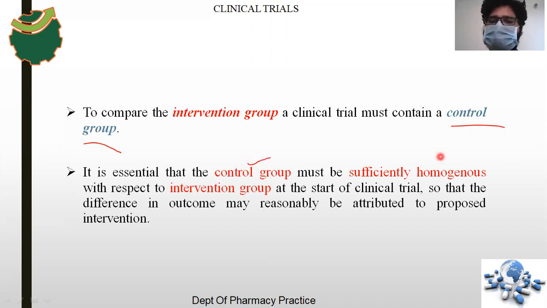Next, it is essential that the control group must be sufficiently homogeneous with respect to the intervention group. The kind of subjects you take in the intervention group, the same kind of subjects should be taken in the control group. If you take healthy volunteers in the control group, you should take healthy volunteers in the interventional group also. But if you take healthy volunteers in the control group and unhealthy people in the interventional group, what happens? It leads to a bias, where you don't see the exact therapeutic intervention which you wanted to see, which leads to a problem afterwards.